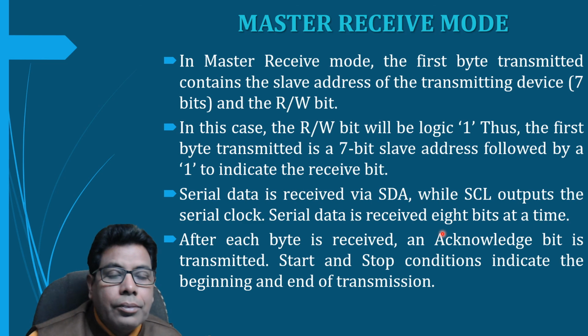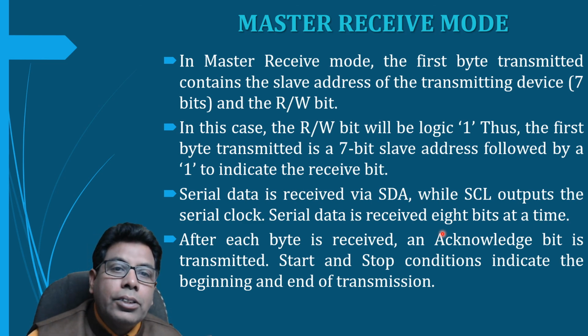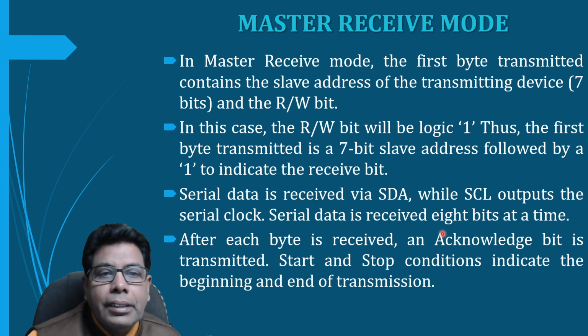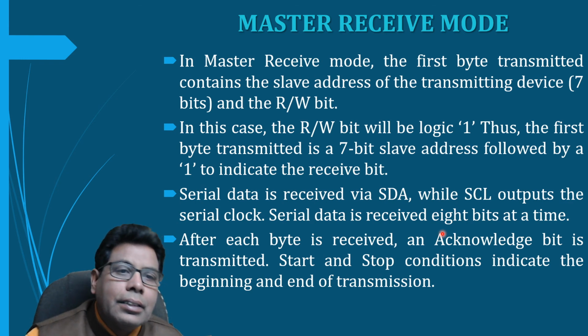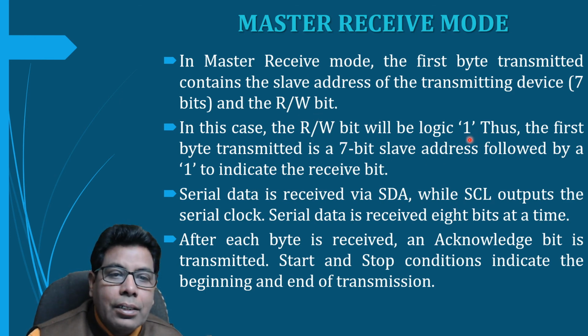Then we'll just have an overview of the receive mode. In the master receive mode, the first byte transmitted contains the slave address of the transmitting device and the R/W bit. Now in this case the R/W bit will be 1, logic 1, so it will be high. That indicates that the mode is the receive mode. The first byte transmitted is the 7-bit slave address and this R/W bit.